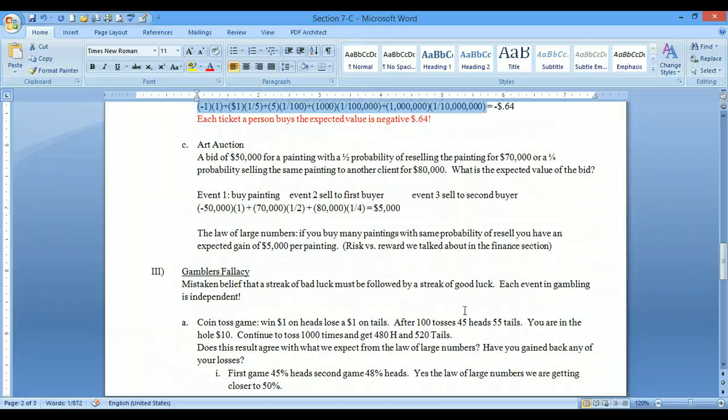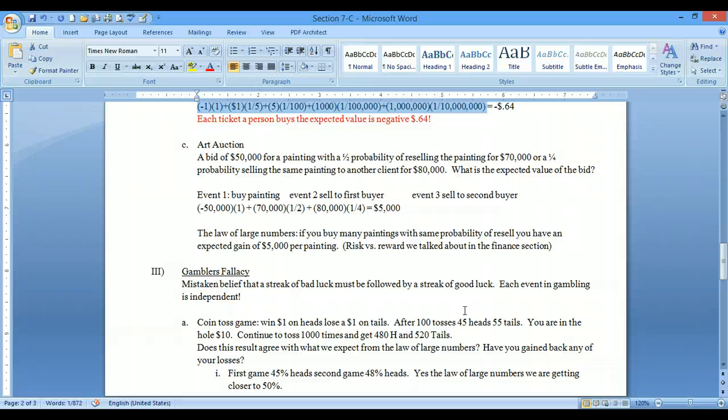All right. The next one is the art auction. A bid of $50,000. So you're at an auction with a bid of $50,000 for a painting, and you have a probability of 1/2 of reselling this painting. You have a specific client in mind at $70,000. There's also another probability, a 1/4 probability, that you could sell the same painting to a different client for $80,000. What's the expected value of your bid of $50,000?